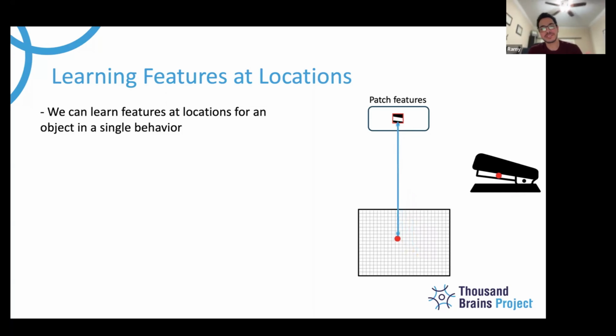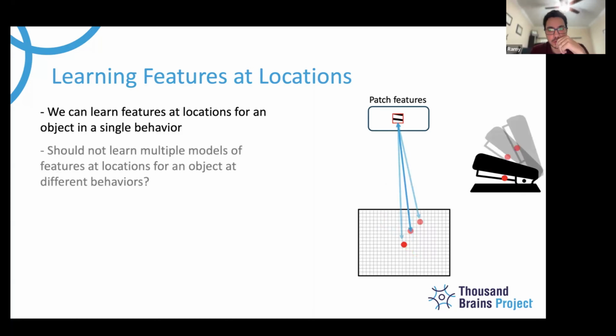Okay, so like I said, we just learn the model this way. But my question here is, do we also want to learn, my thinking is that we should not want to learn multiple models for that object at different behaviors. We should not want to build associative connections of the features as they move. At every behavioral state, we are not building a new model. My understanding is that we're building just one model of the stapler and then applying behaviors to it, but we're not learning multiple models of different behaviors for the same object.